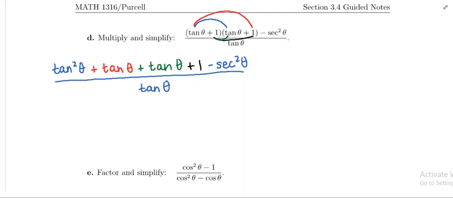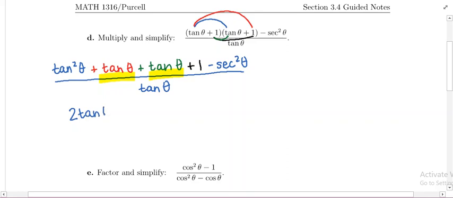Now here is something interesting. You really have to remember your identities. You've got to keep them in your back pocket and be able to use them at a moment's notice. When I am working with this numerator, I'm going to start combining like terms. I see this tangent of theta and another tangent of theta, so I can combine those into 2 tangent theta. That is not tangent theta squared. You're not multiplying them, you're adding them. So 1 tangent plus another tangent is 2 tangent theta.